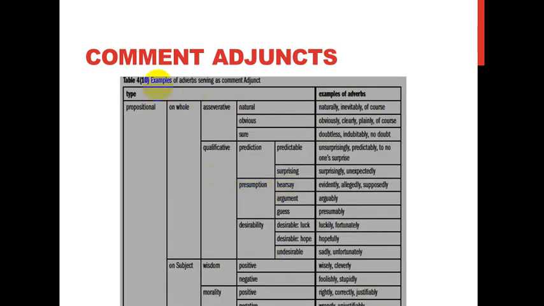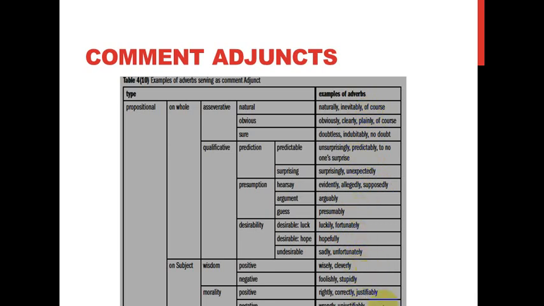This is the detailed example of comment adjuncts. When we talk about propositional, about the whole, we have assertive and qualificative. What are the examples? These are the examples. When you find the words naturally or clearly or no doubt, they are called comment adjuncts. When you also find words like predictably, unexpectedly, and also arguably, luckily, unfortunately, they are also comment adjuncts of the sentence. These words give a comment to the whole clause.